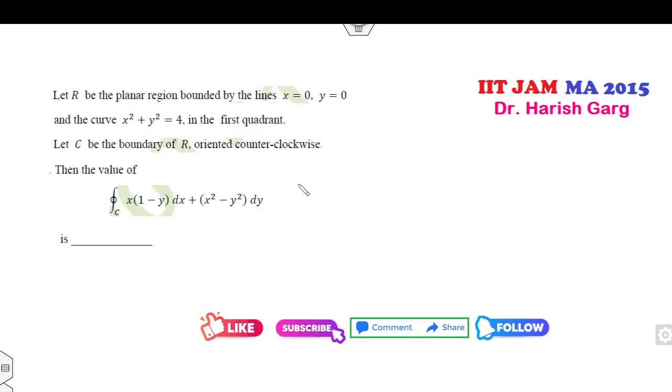Look at the second question. R is a planar region bounded by the curve x0, y0 and the circle in the first quadrant. Fine. So this is my curve.